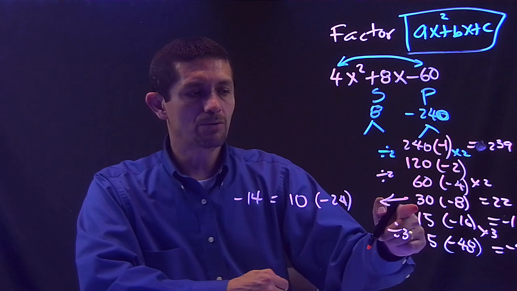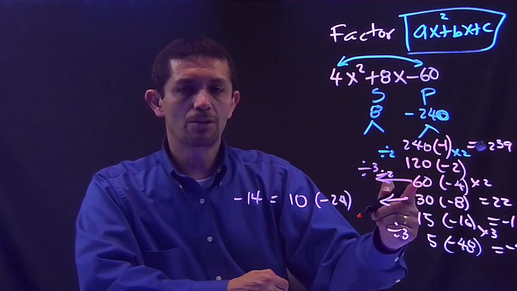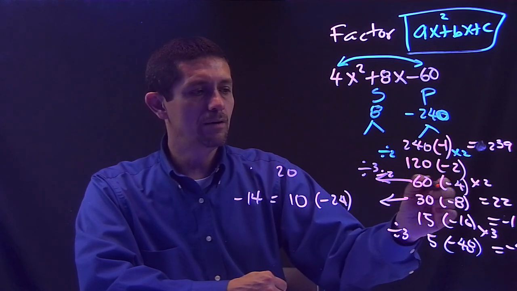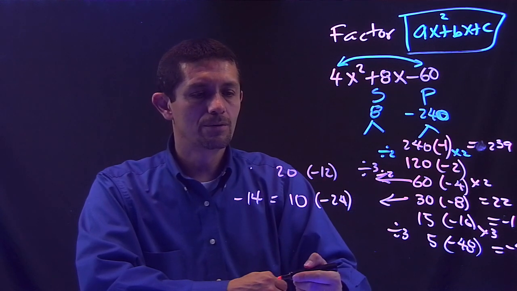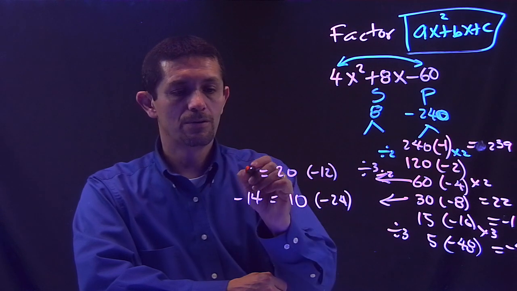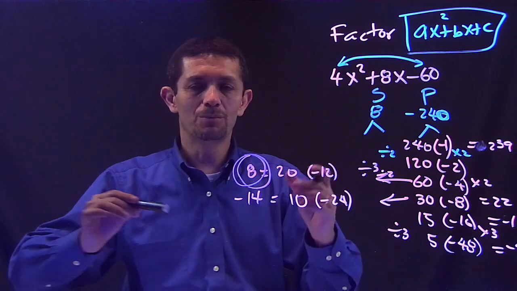So instead of divided by 3 here, divided by 3 here. 6 divided by 3, 20. Negative 4 times 3, negative 12. All right, let's straighten that out. 20 minus 12. Woohoo! And we got the numbers.